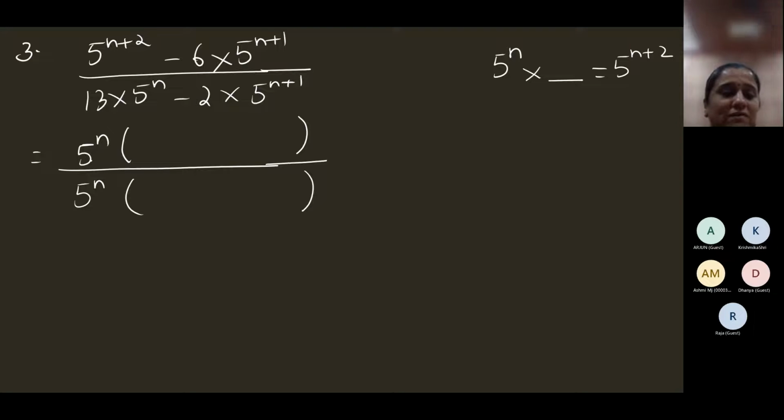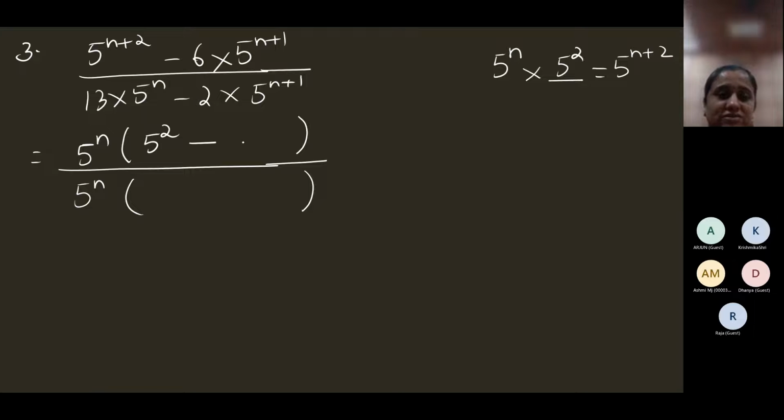Okay. Now 5 to the power n into what will give you 5 to the power n plus 2? See here, 5 to the power n into what will give you 5 to the power n plus 2? 5 square, because bases are same. It's multiplication, so we add the powers, n plus 2. So you will have 5 square common here. You will have 5 square as the first term in the bracket. Minus.